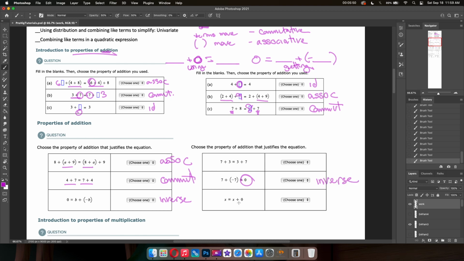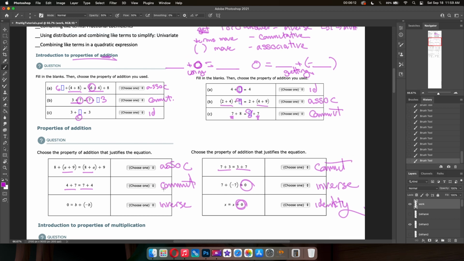Now here, by contrast, 0 is being used. It's right next to a number. It's not alone by itself on an equal sign. Therefore, this is an identity. Identity. Next, 7 and 3, 3 and 7. The numbers moved. Therefore, this is commutative, which I can't spell. There we go. All right. So that's all what it looks like for addition.